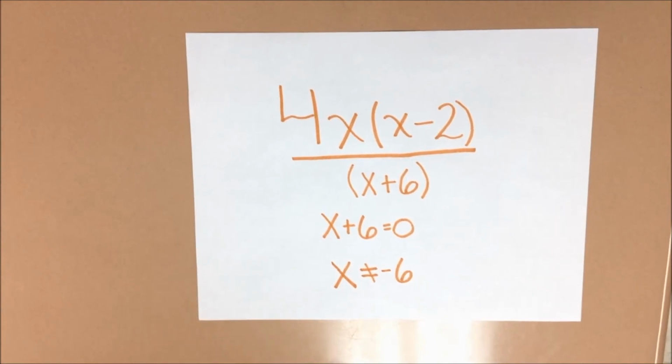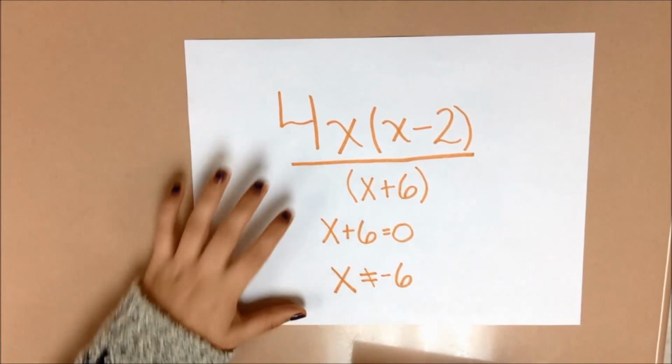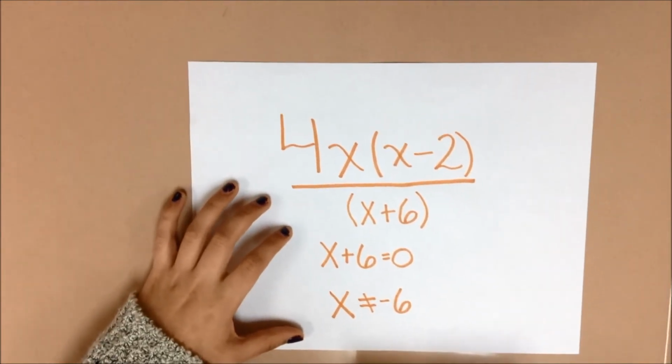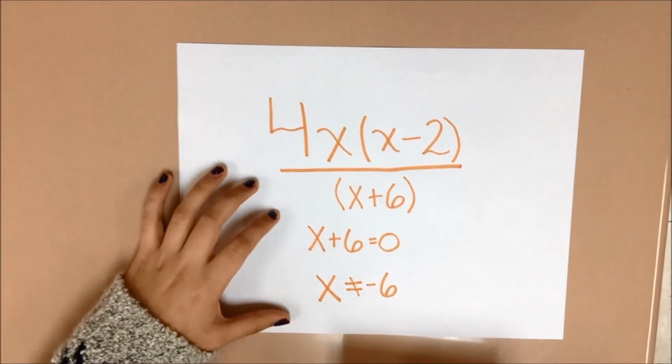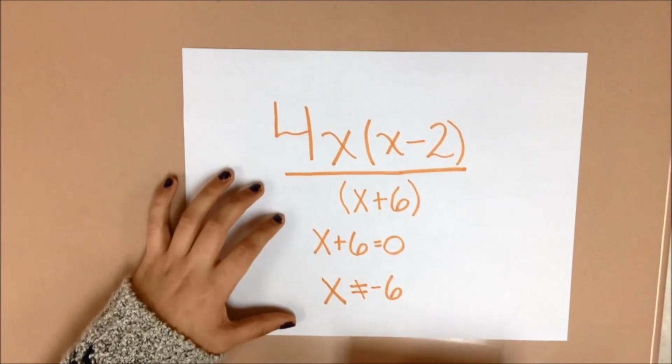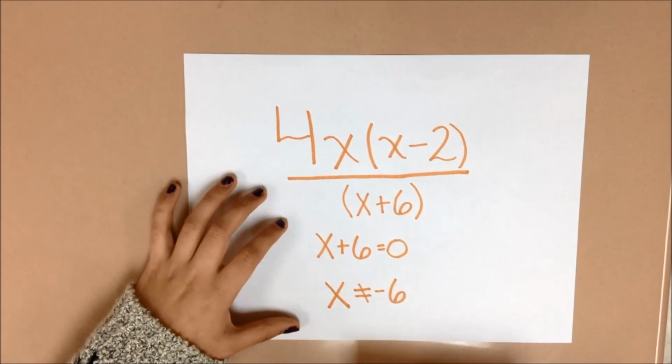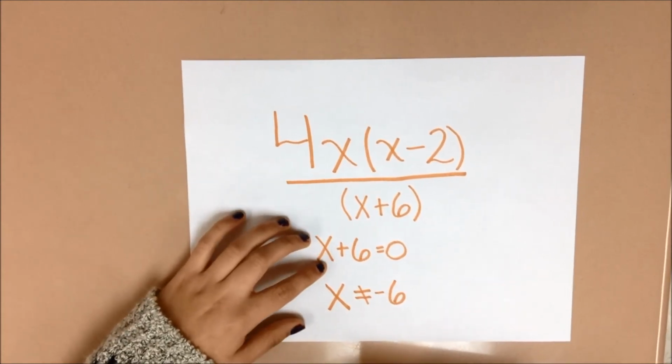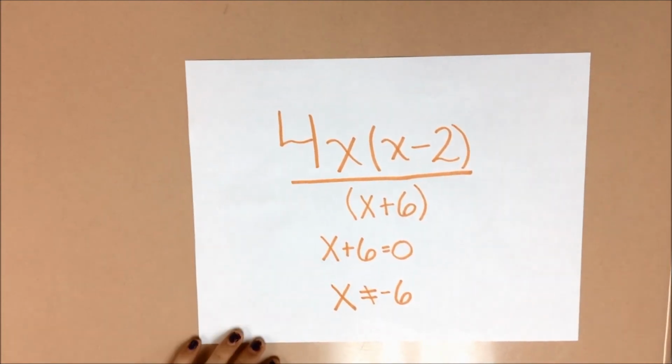When simplifying radical expressions, you must also find excluded values. To find them, you must set the denominator equal to 0. So using the equation from before, you take x plus 6, set it equal to 0, and the answer would be negative 6 as the excluded value.